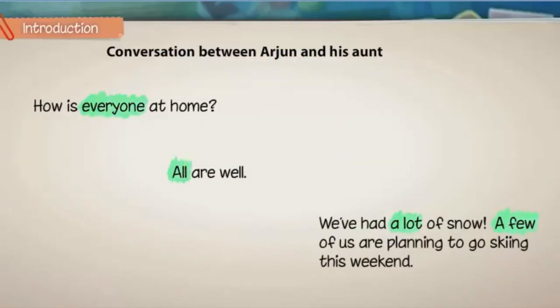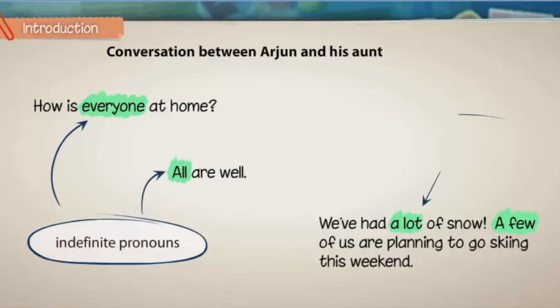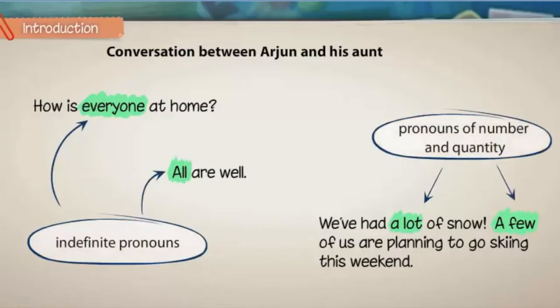How is everyone at home? All are well. We've had a lot of snow. A few of us are planning to go skiing this weekend. Everyone, all, a lot, a few. These are pronouns of number and quantity. Everyone and all are indefinite pronouns.